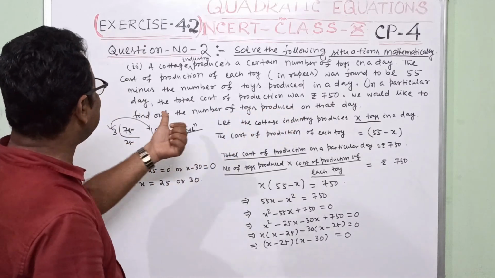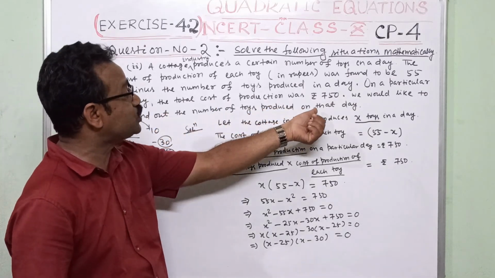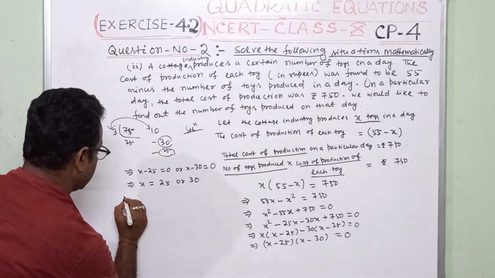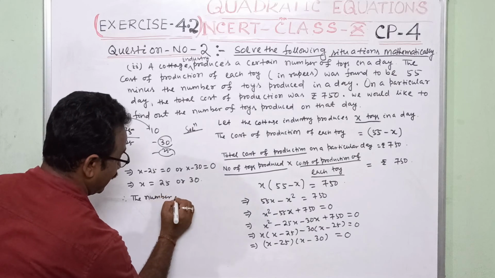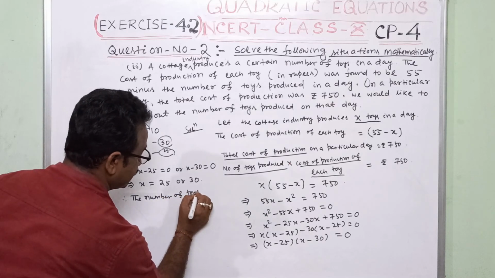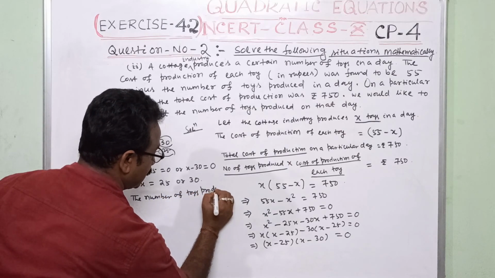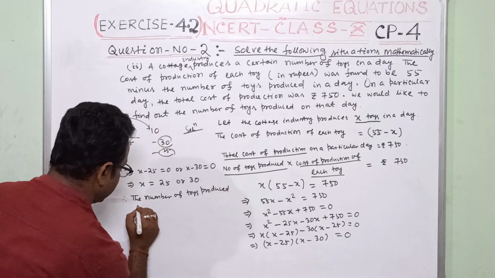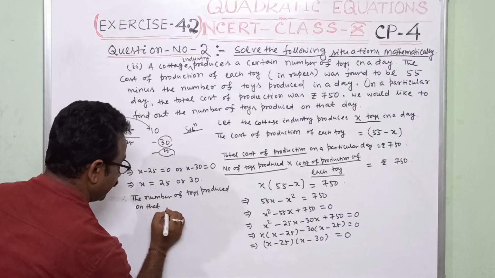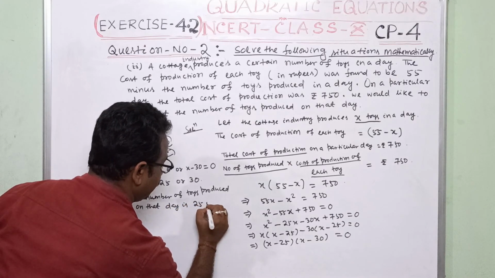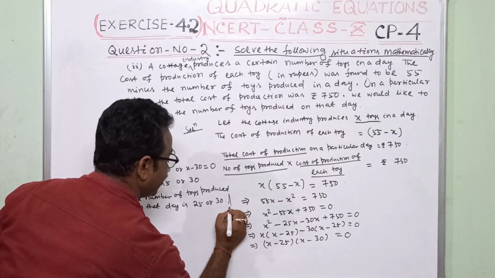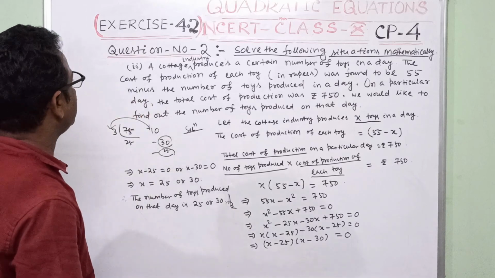So we would like to find out the number of toys produced on that day. Therefore, the number of toys produced on that day is 25 or 30. Answer. Now move on to the next.